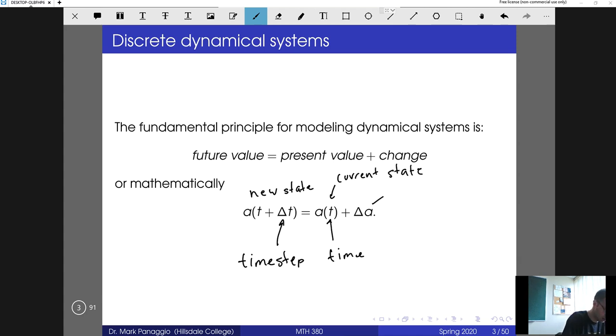Plus some change term. And the change, which I'm denoting delta A, could in principle depend on a bunch of things. It could depend on the value of time. It could depend on the value of A. It could depend on how much of whatever the variable we're trying to quantify we have. And it could depend on a variety of different parameters. And so most of our modeling effort is going to go into describing this change term.